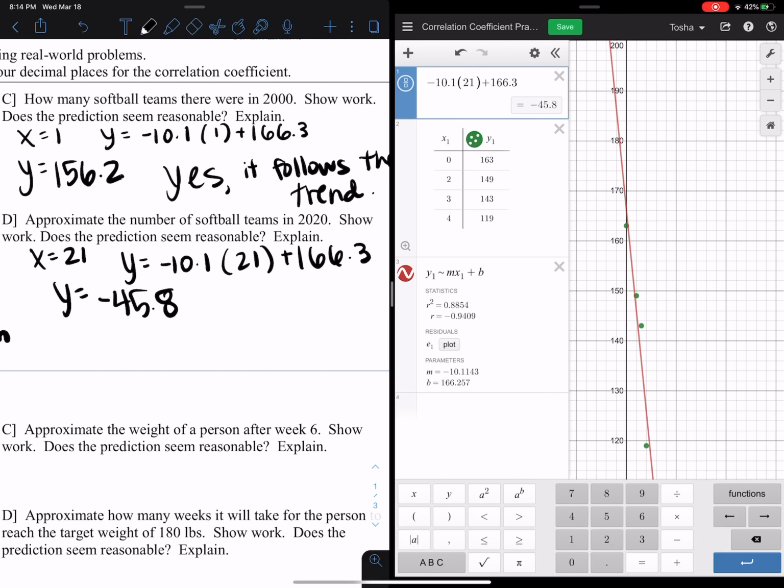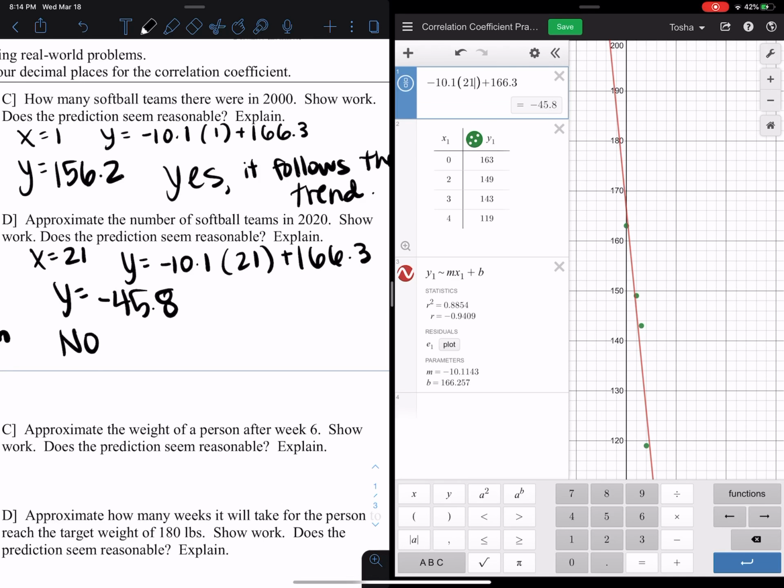So I want you to think about that. Does that make sense for a number of softball teams this year? Can you even have a negative number of softball teams? That doesn't make any sense. So no, this prediction makes no sense. It's not reasonable at all because you can't have a negative amount of softball teams.